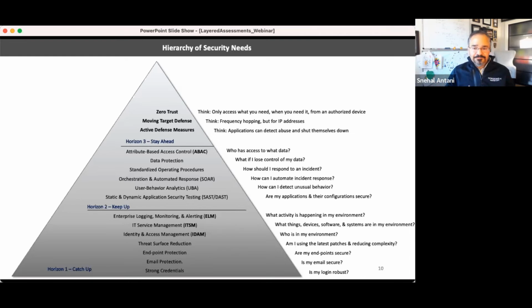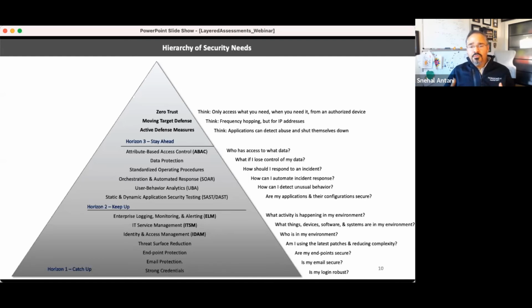And this is where you get into concepts like zero trust, where you cut out the marketing hype. It really comes down to users are only able to access what they need when they need it from an authorized device. When you think about moving target defense, think of applying frequency hopping in radios, but for IP addresses, where the environment is constantly looking different, making it difficult for an attacker to conduct recon on you. And an active defense, where the applications themselves are able to detect abuse and shut themselves down.